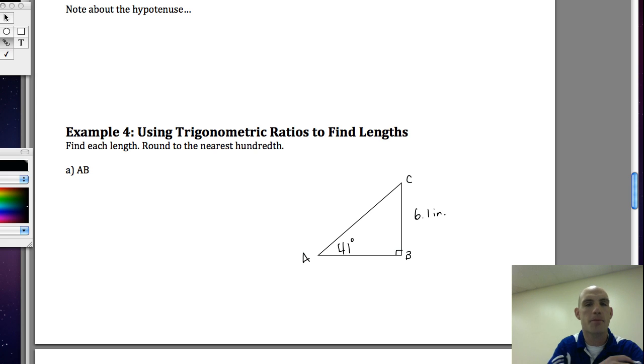Welcome back. This is the second part of trig ratios, and when we're doing this next part, we are going to end up solving for the leg lengths or the hypotenuse lengths in triangles. So we're going to use trig ratios to set up a formula like we did in last section in order to solve for the lengths of triangles.